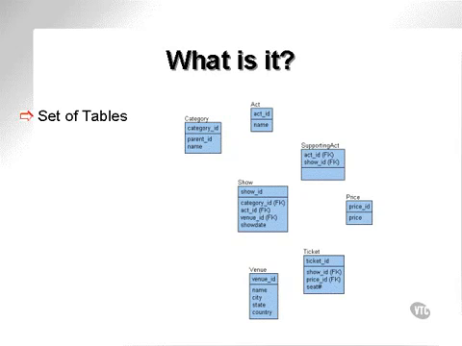The relational database model, or specifically a relational database. What is it? In its simplest form, a relational database is a set of tables. As you can see from the diagram, we have a number of related tables, such as act, show, venue, for a concerts set of tables.